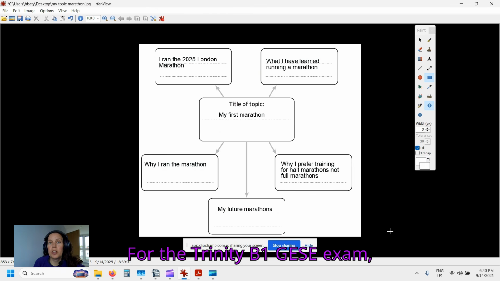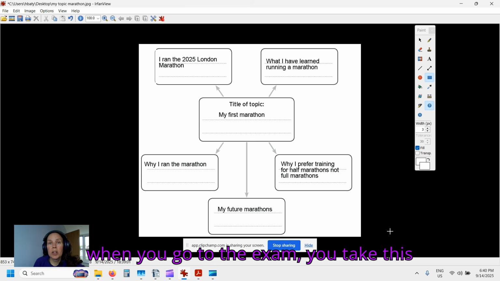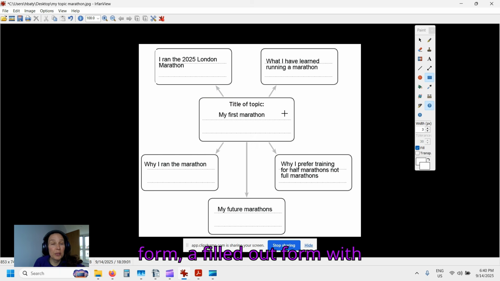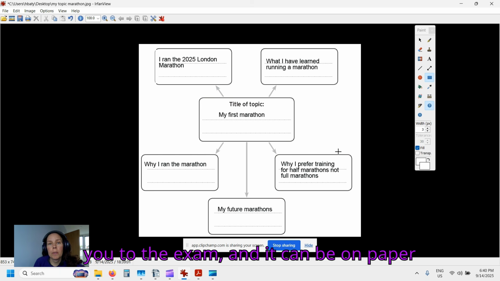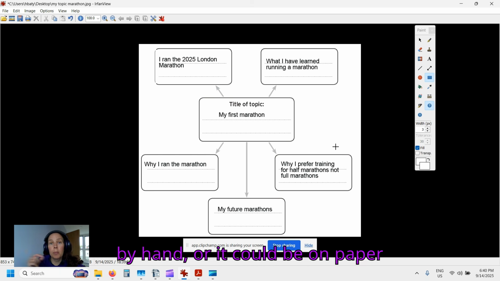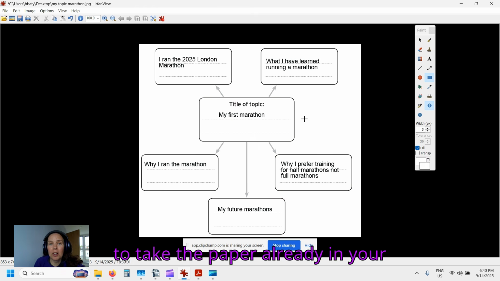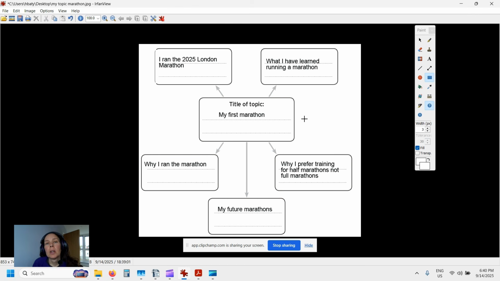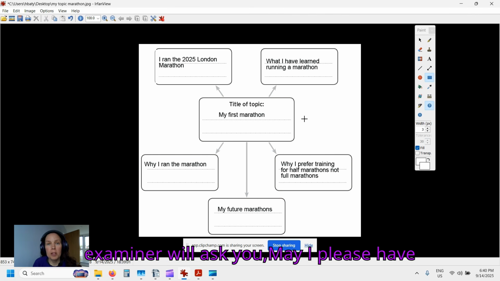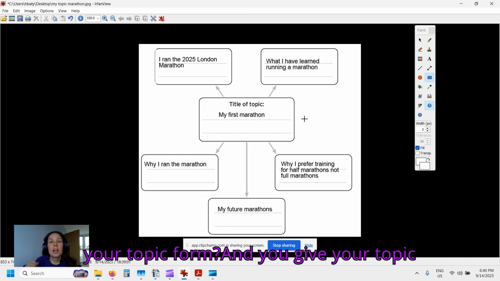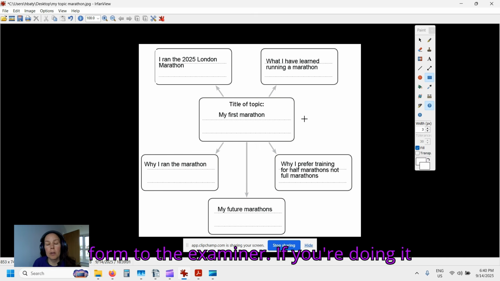For the Trinity B1 GESE exam, when you go to the exam, you take this form, a filled out form, with you to the exam, and it can be on paper by hand or it could be on paper printed out just like this, but you have to take the paper already in your possession, already completed. And if you're doing it in person, the examiner will ask you, may I please have your topic form? And you give your topic form to the examiner.